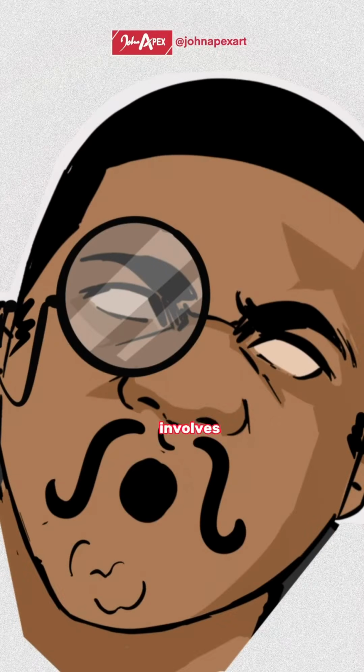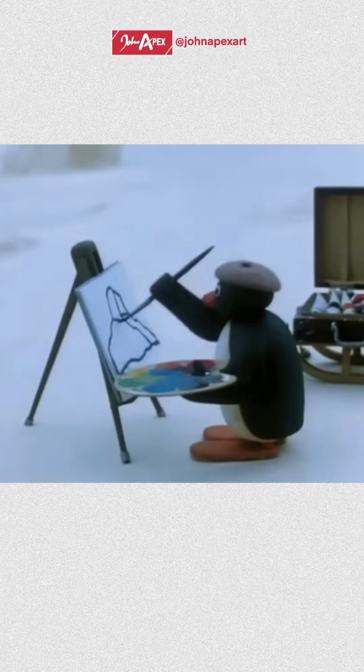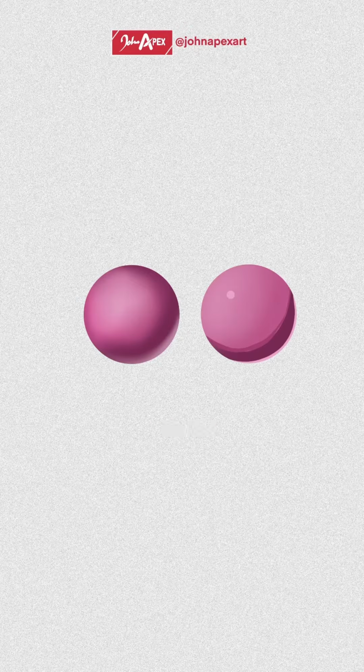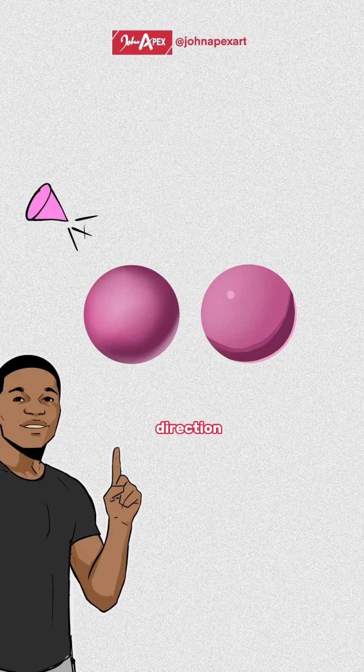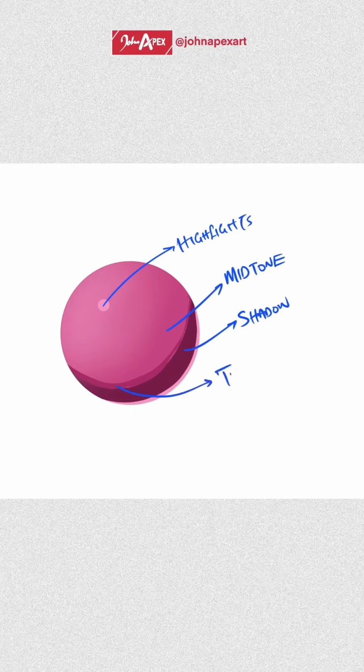Cell shading usually involves 2 or 3 flat colors. They can be more depending on the artist and what they are going for. Whenever you're shading, whether it's soft or cell shading, it's important to always take note of the light source or light direction. So a cell shading will usually have a mid-tone, shadow, highlight, and in most cases a terminator.